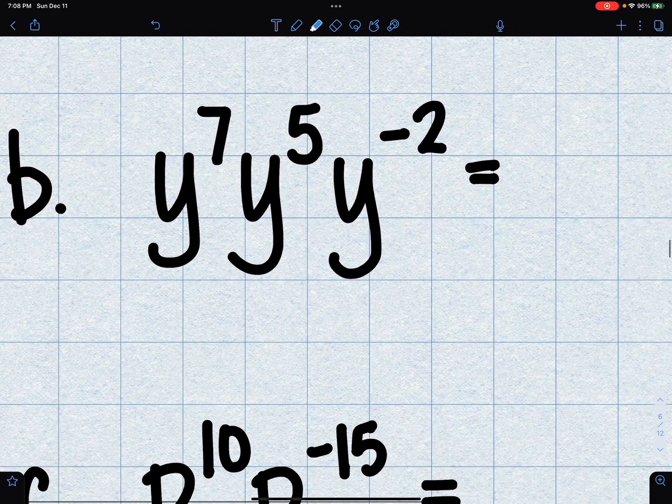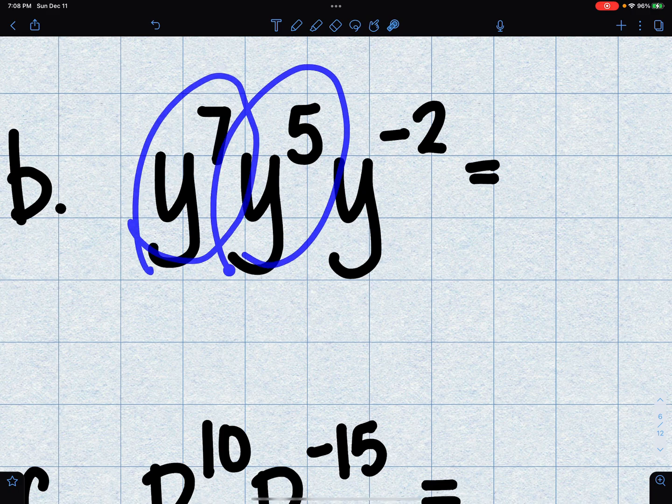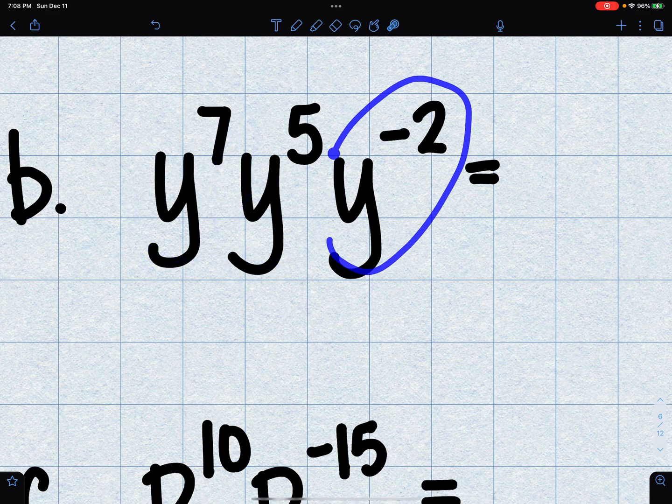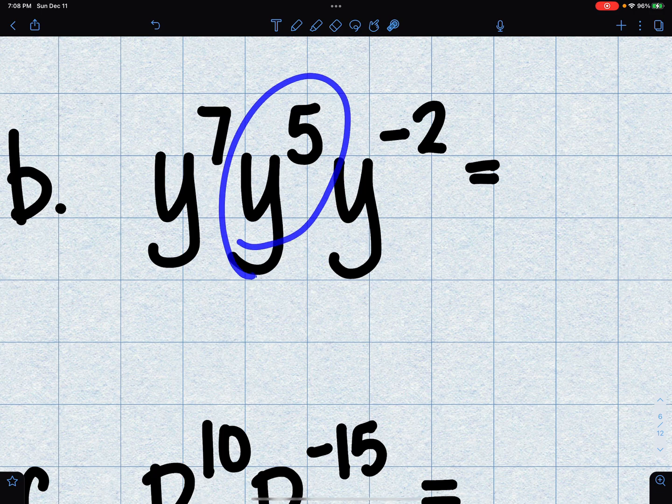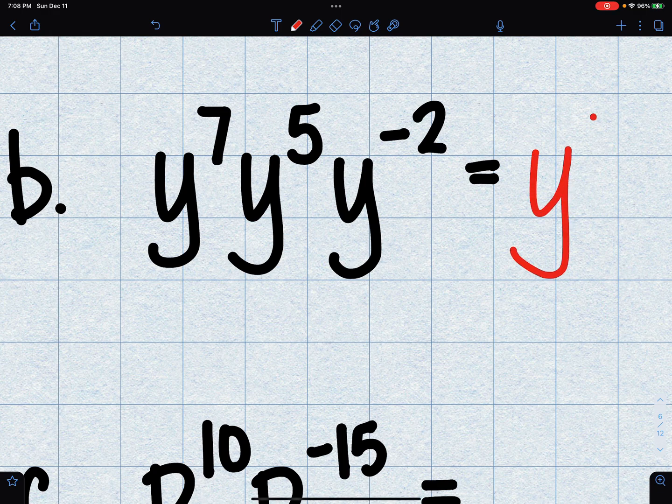Let's do another one. What if you have all these y's? You've got 7 y's here, you've got 5 y's here, and now you've got -2 y's. So you just add those up. 7 plus 5 is 12, and then you've got -2, so 12 minus 2, and you end up with y raised to the 10th power.